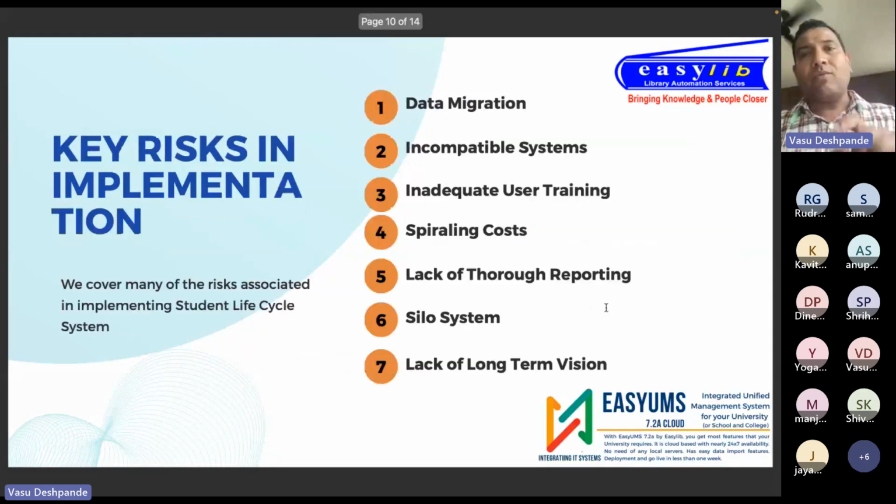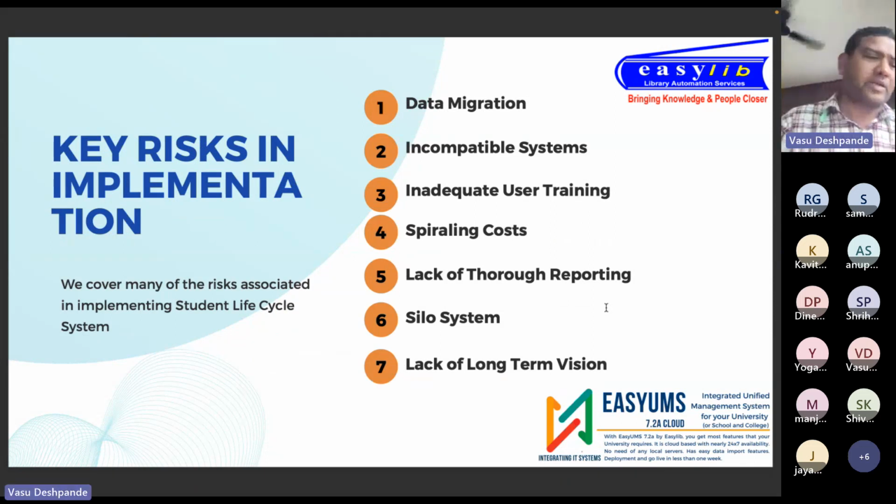Across all the three, the biggest risk many times is related to data migration. What is data migration? Many times you will have data in some format or the other. You might have the data in paper form or in Microsoft Excel, some 10 different Excel files. Getting all the data into either an independent system, one large system, or a homegrown system is always a challenge. That is the first risk that we see in many places.